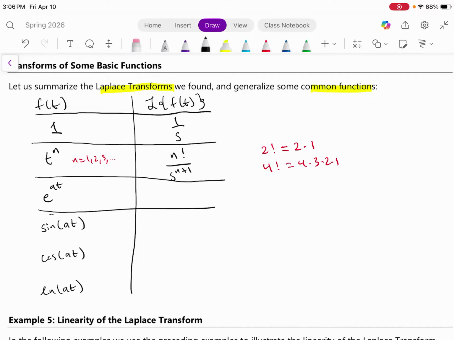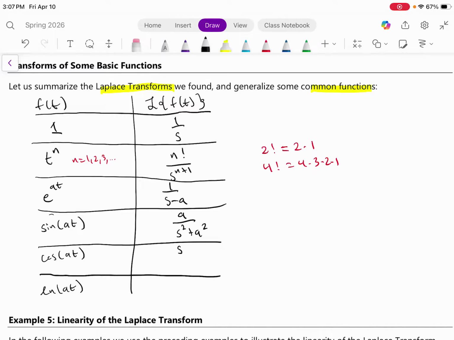Exponentials that we saw, what this turns into is 1 over s minus that term a. Sine of at that we saw, that's the form a over s squared plus a squared. And cosine, which we didn't see, but I want to define now to have ready for us, is s over s squared plus a squared.